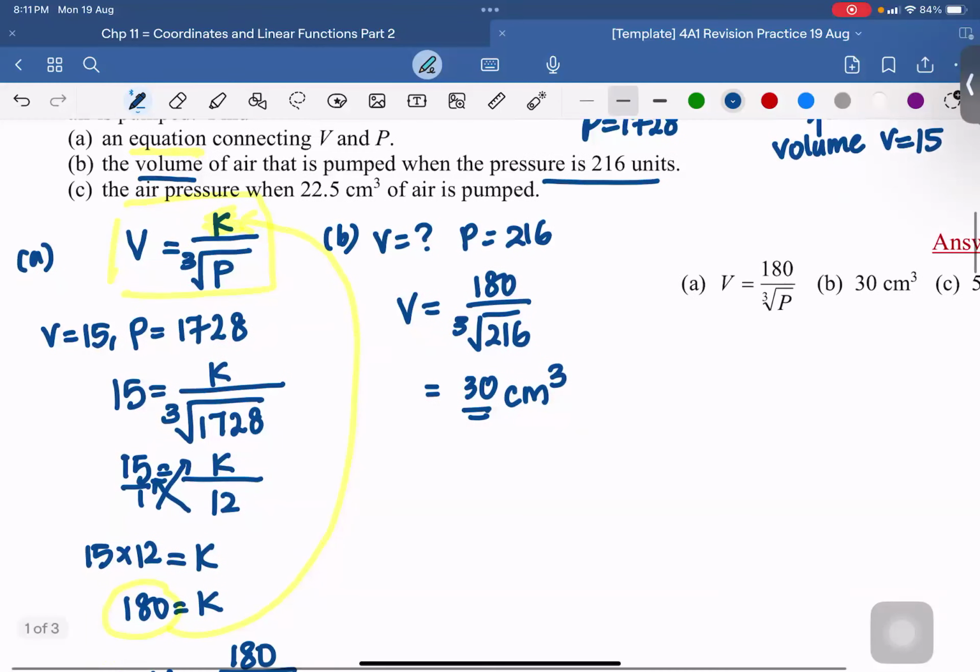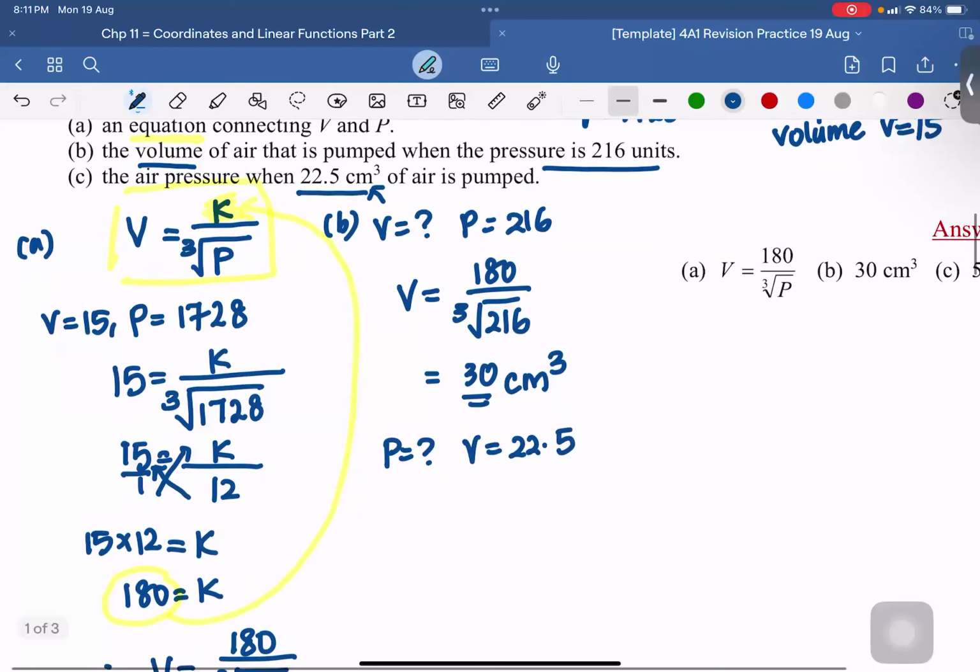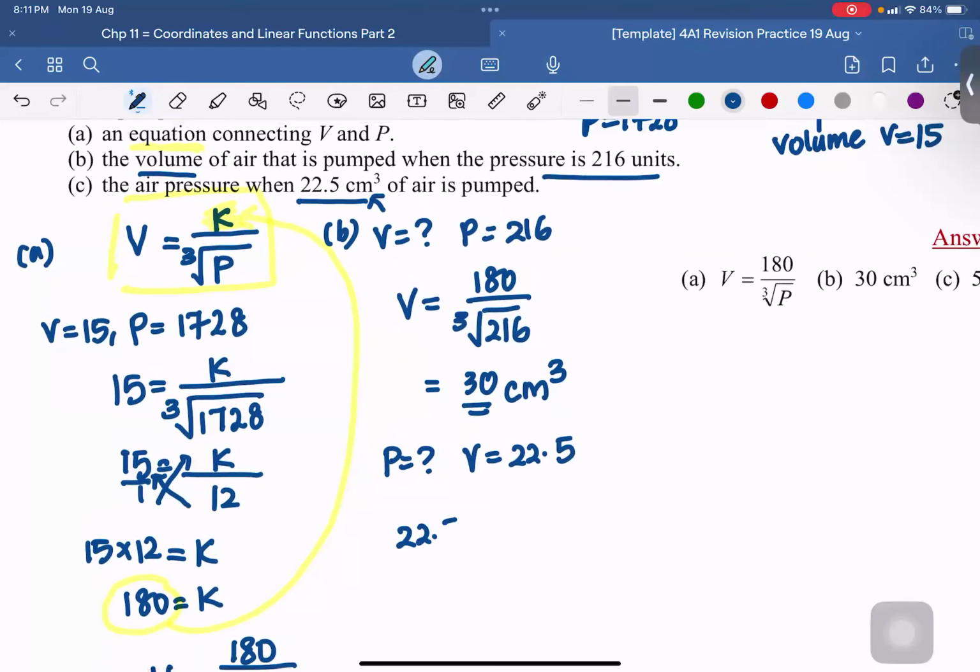Then next one, the air pressure. Find the air pressure. So I do not know the value for P. But they say 22.5 cm cube again. This one is cm cube. It means volume is 22.5 cm cube. So I plug into my equation: 22.5 equals to 180 over cube root of the pressure.